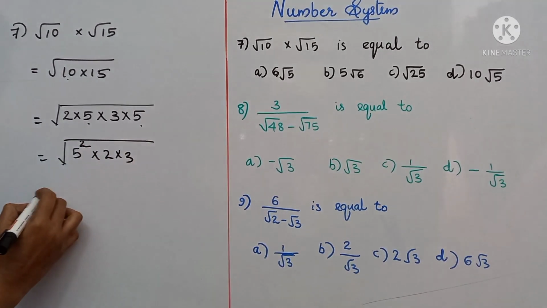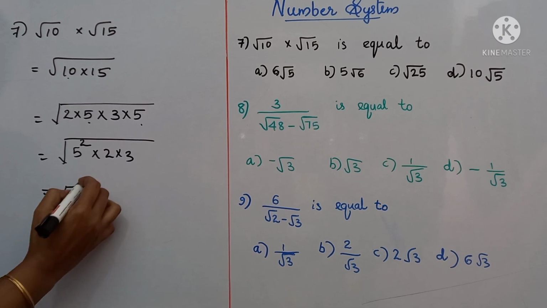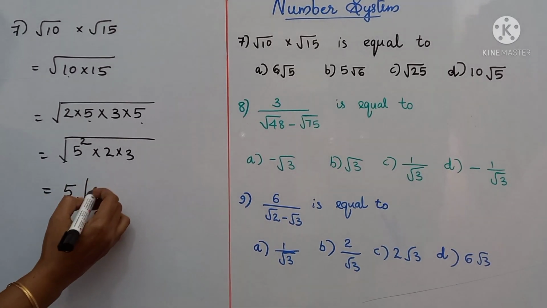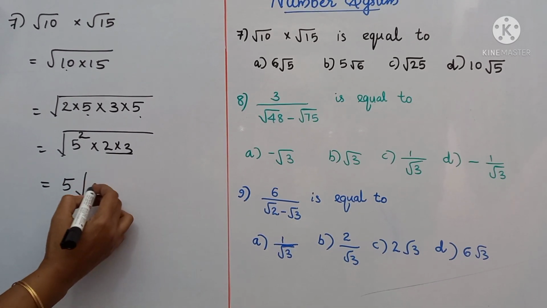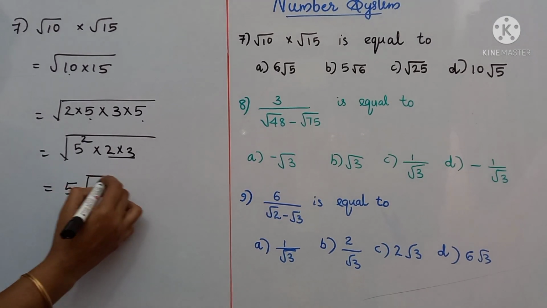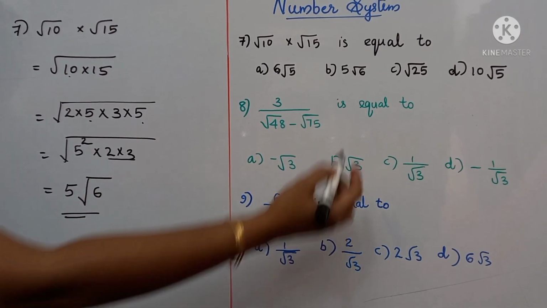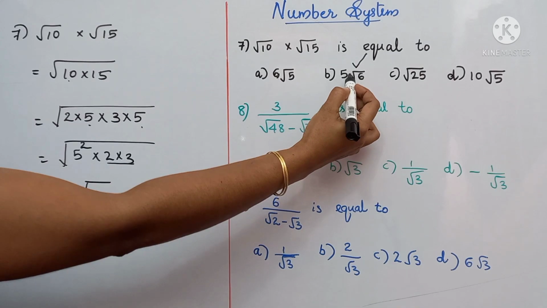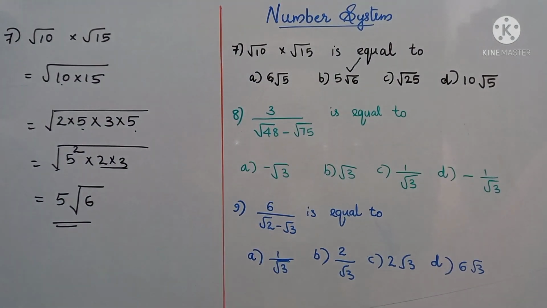And square root of 5 square is 5, we know, that we can take outside, and the remaining thing is 2 into 3. 2 into 3 is what? 6 it is. 5 root 6. And look here, 5 root 6. This is the answer, B, 5 root 6.